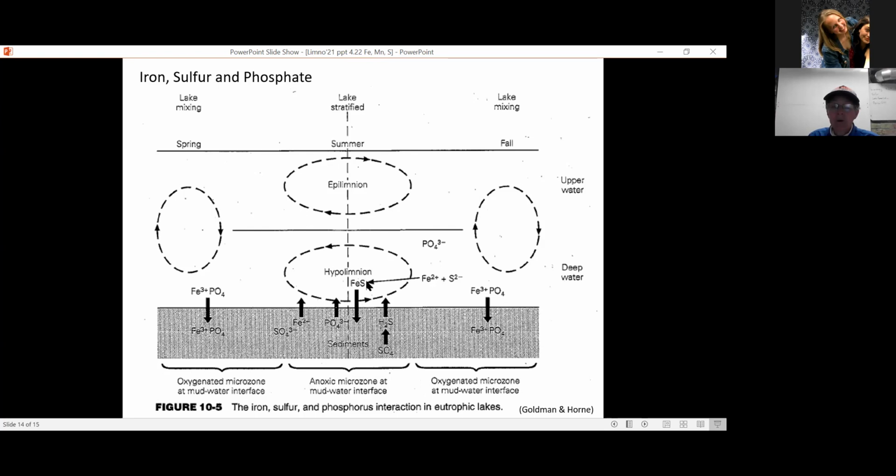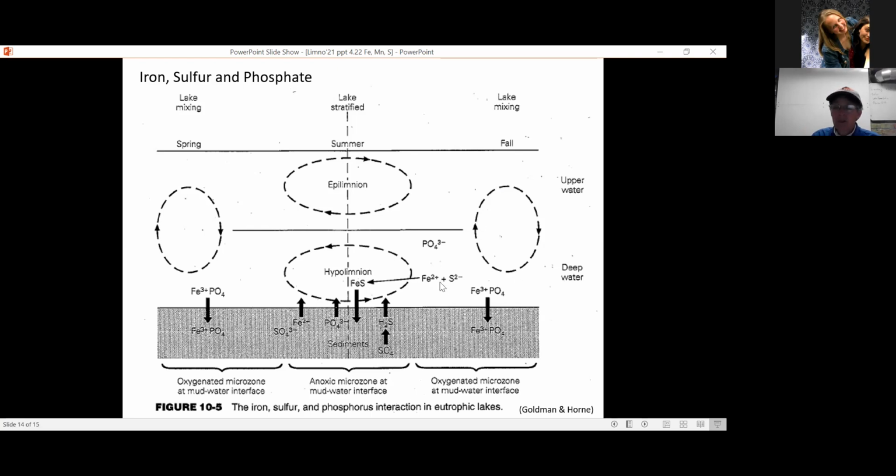Reduced iron that is in the water, if there's any sulfur, will bind to the reduced sulfur, forming iron sulfide. Any sulfate that is in the sediment, whether that was sulfate in and of itself or sulfate that was in organic matter released by decomposition of the organic matter in the mud, right, is going to get reduced and potentially converted to hydrogen sulfide. Lake mixes in the fall, and the phosphate that was released by the dissolution of iron phosphate gets resuspended into the lake.